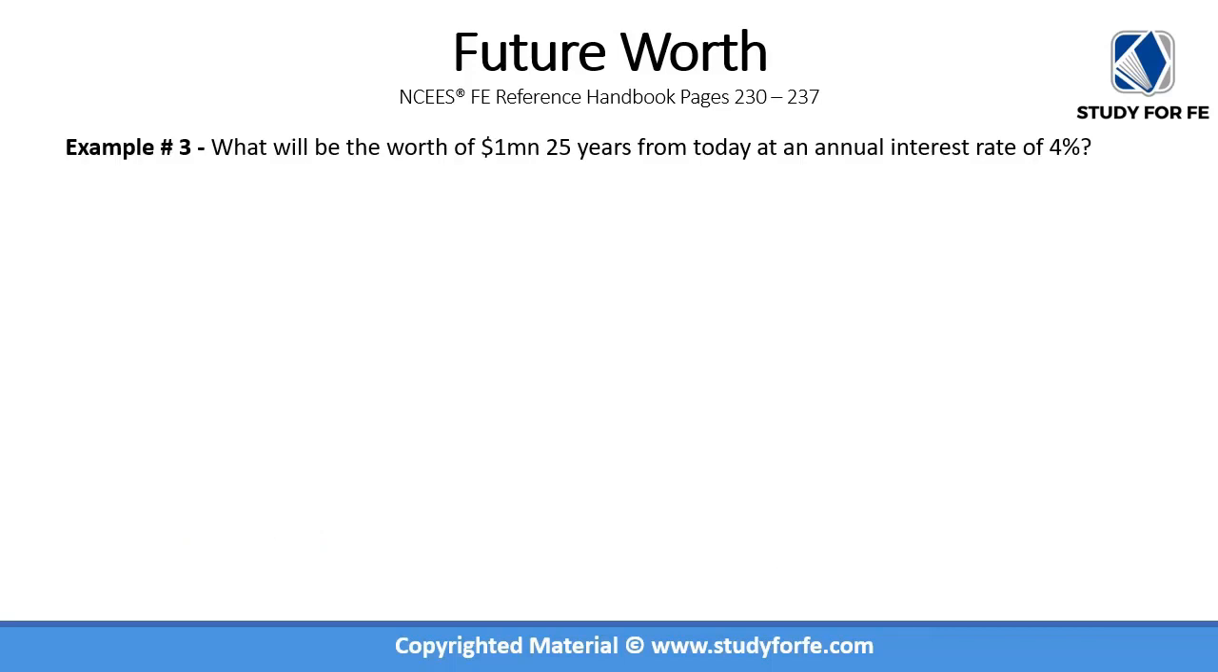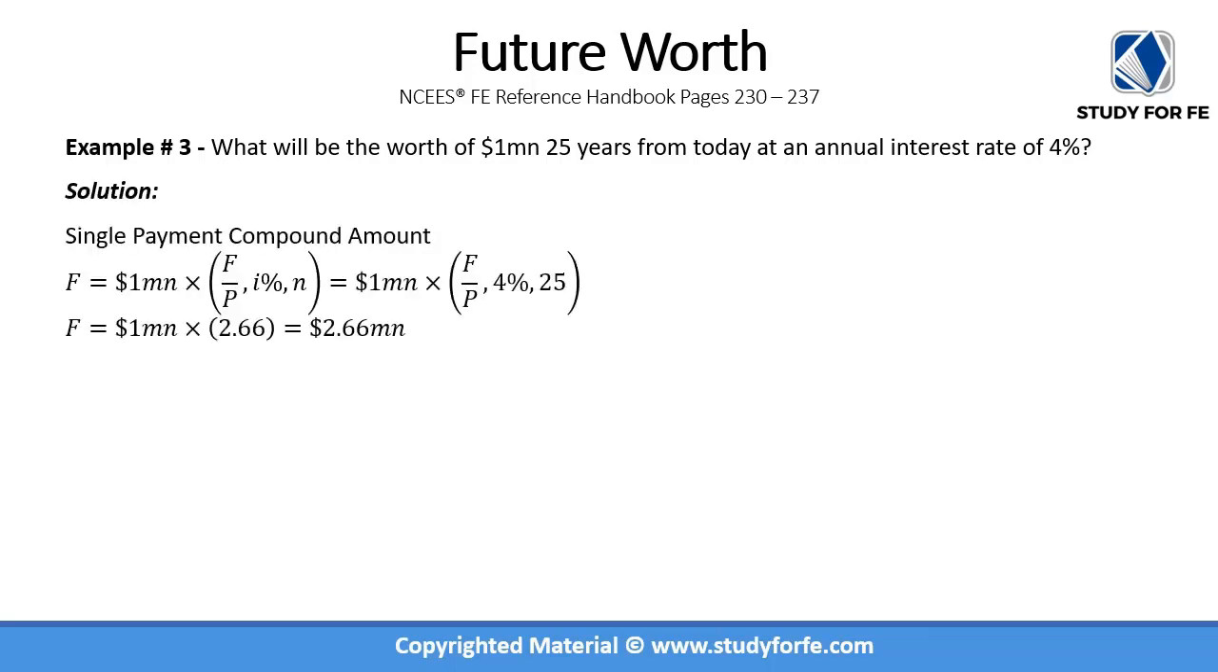Now let us look at an example involving future worth. This is example number 3. It's asking us to find the future worth of $1 million 25 years from today if the interest rate is 4%. We can use the single payment compound amount formula to calculate this. P is given to you as $1 million, N is equal to 25, and I is equal to 4%. We multiply the present worth by the single payment compound amount factor. So only F is unknown.